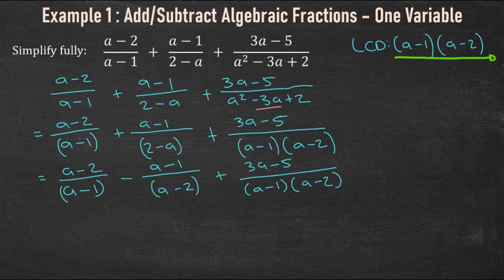So what do we have to do now? Yes, we need to change each fraction so that the denominators all have the same LCD. So let's change this first denominator. What must I do to this denominator to look like this LCD? It's missing this a minus 2, so I need to multiply by a minus 2. And what I do at the bottom, I need to do at the top. So let's change our denominator, a minus 1, and I'm multiplying it now with a minus 2.